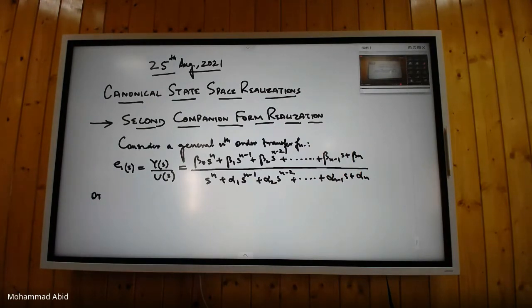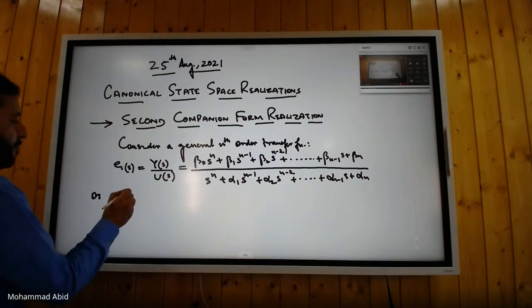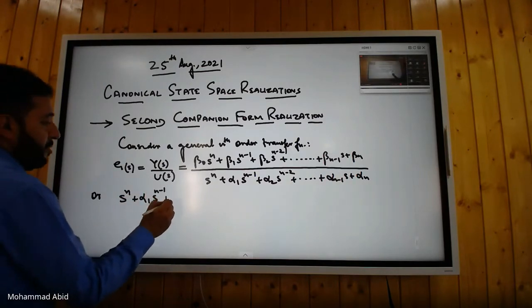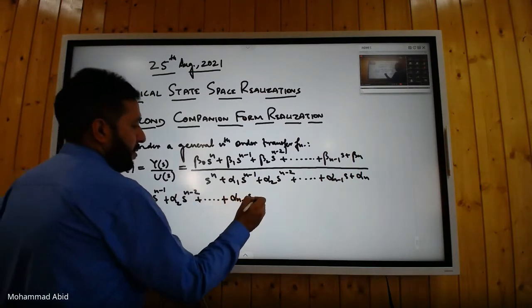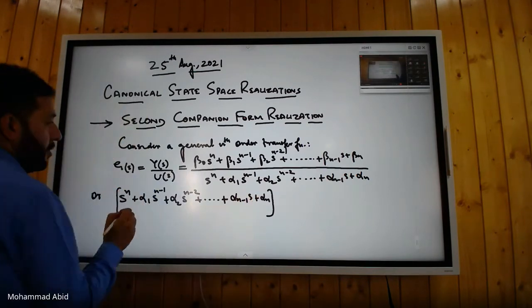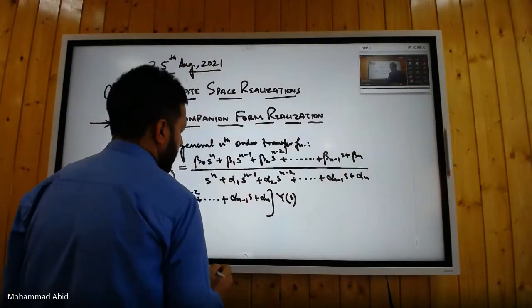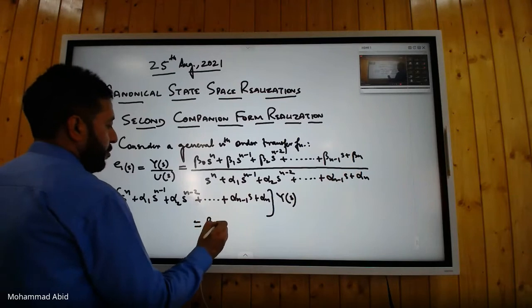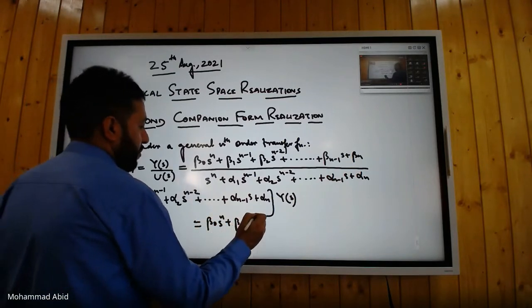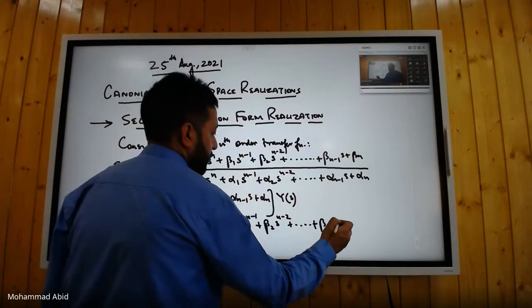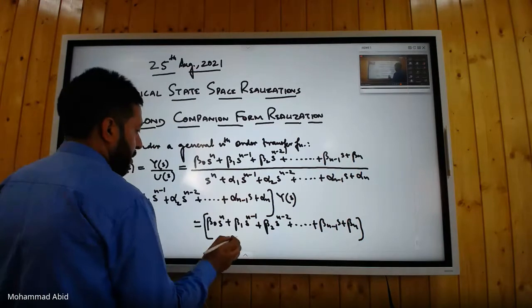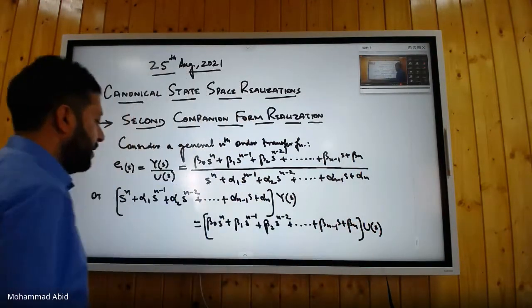Now, like yesterday, I'll do some mathematical manipulations and try to get the state space realization in second component form for the given transfer function. So just follow the steps. I'll cross multiply here. So I have got s to the power n plus alpha 1 s to the power n minus 1 plus alpha 2 s to the power n minus 2 plus so on, alpha n minus 1 s plus alpha n into Y(s) is equal to beta naught s to the power n plus beta 1 s to the power n minus 1 plus beta 2 s to the power n minus 2 plus so on, beta n minus 1 s plus beta n into U(s). Is that clear?